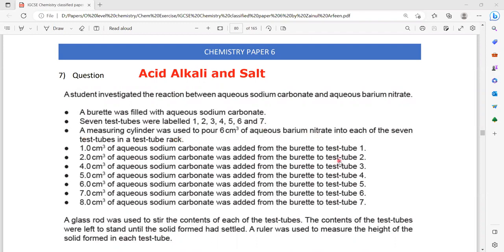So in a test tube, we have 6 cm³ of barium nitrate. Then we add 1 cm³ of sodium carbonate from the burette into test tube 1, then 2 cm³, then 4, 5, 6, 7, and 8.